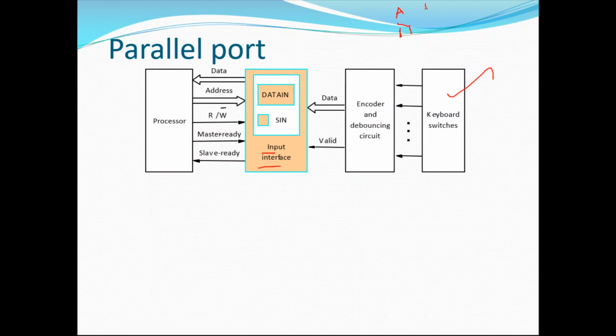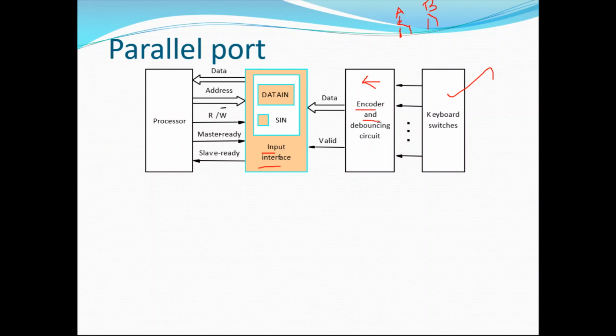If you take another key B, any key, below that key there will be a switch which is not visible to us. When you press that key, this switch will be closed and an electric current will be created. So once you press the key, the respective switch will be closed, and that will be sent to the encoder and debouncing circuit.